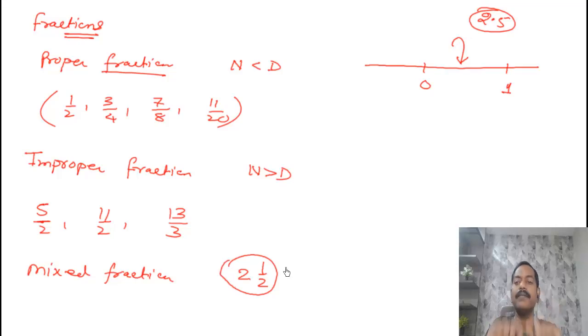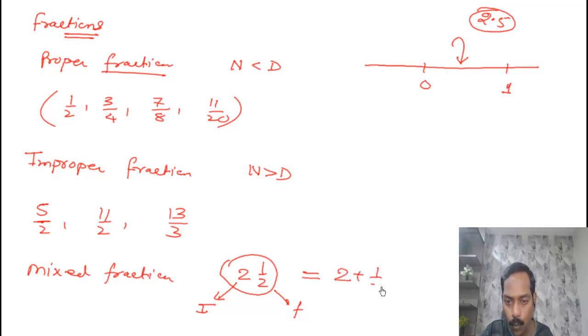So there is a hidden mathematical operation between these two numbers. We know that this is an integer and this is a fraction. There is nothing written between them, but silently it is understood that there is a plus sign between them. So we read it as 2 plus 1 by 2. So 2 plus 1 by 2 itself means 2.5, which comes under the category of mixed fraction because it is a combination of an integer and a fraction.